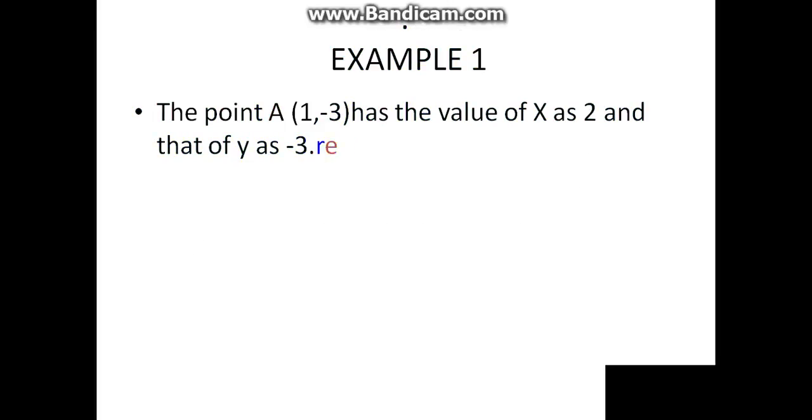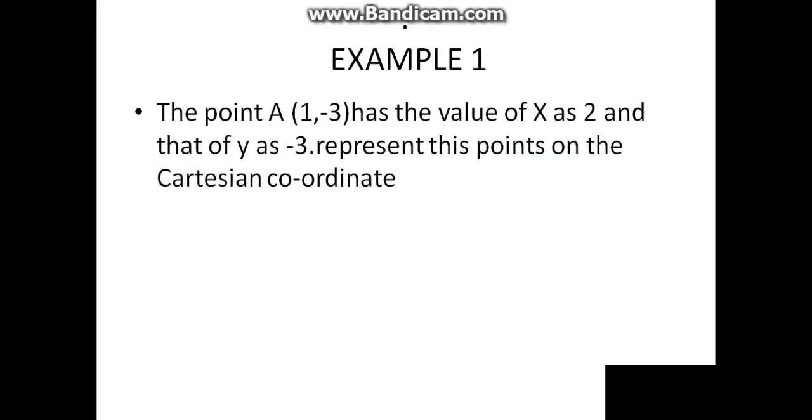Example 1. The point A (2, -3) has the value of x as 2 and that of y as minus 3. Represent these points on the Cartesian coordinate.